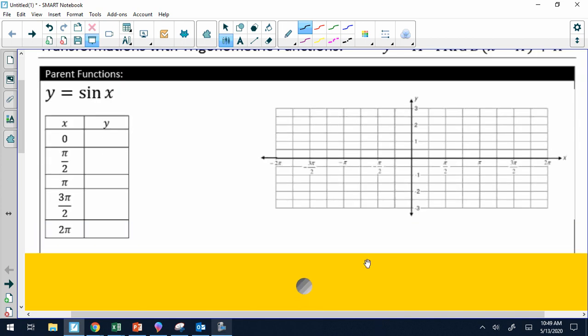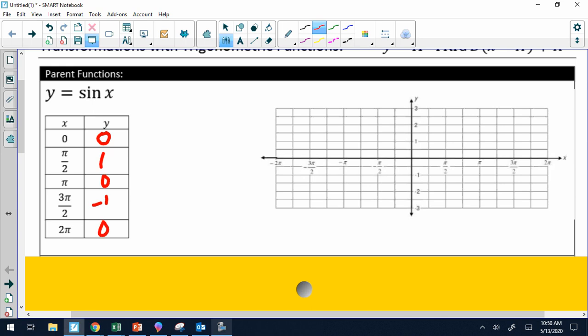Before we do anything else, we're going to take a look at our three parent functions. So again, we're going to concentrate on sine, cosine, and tangent, and then this can be expanded to our other reciprocal ones. So I'm going to start with sine, and I'm going to start with our table of values. So sine, remember, starts at 0. Now I'm looking at the quadrantal angles. So 0, pi over 2, pi, 3 pi over 2, 2 pi. And I'm looking at those because they're the easy ones. They're going to be 0, 1, or negative 1. So sine starts at 0, goes to 1, goes back to 0, goes to negative 1, goes back to 0.